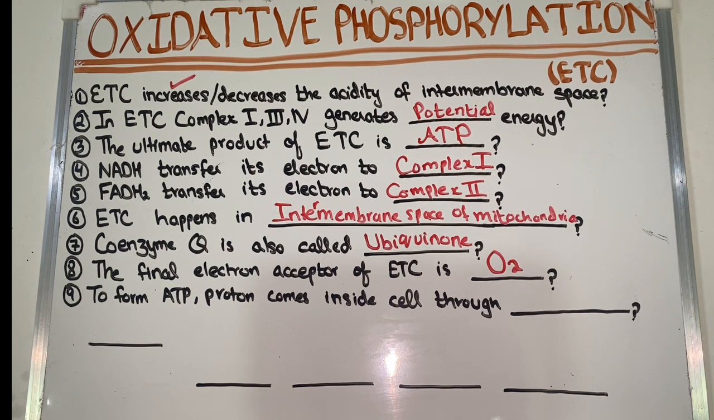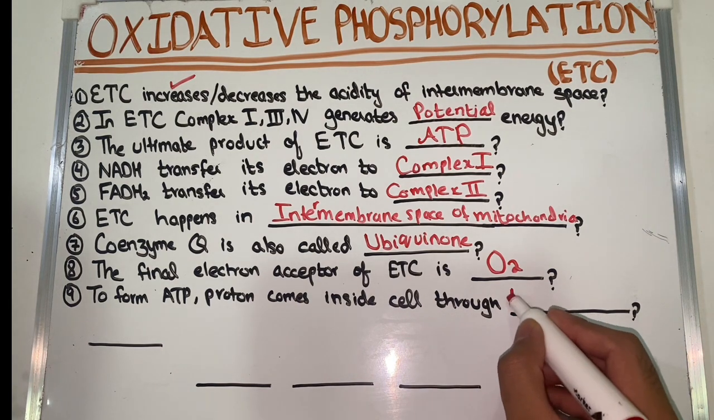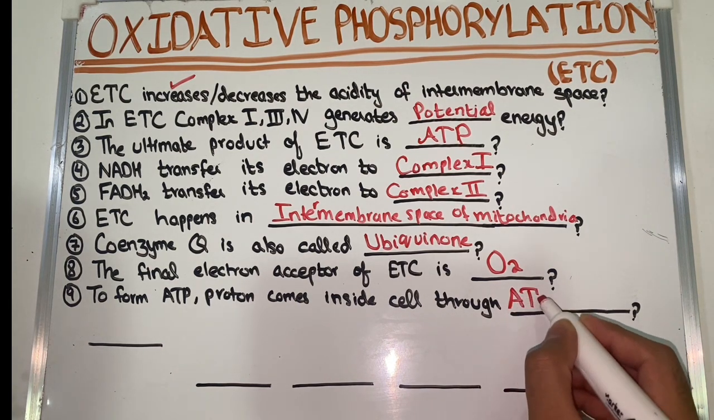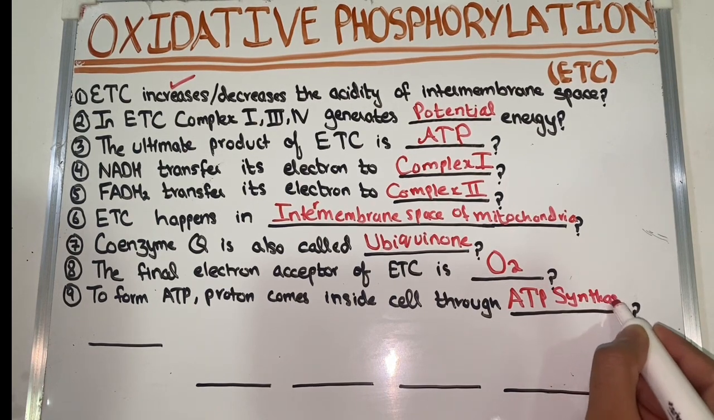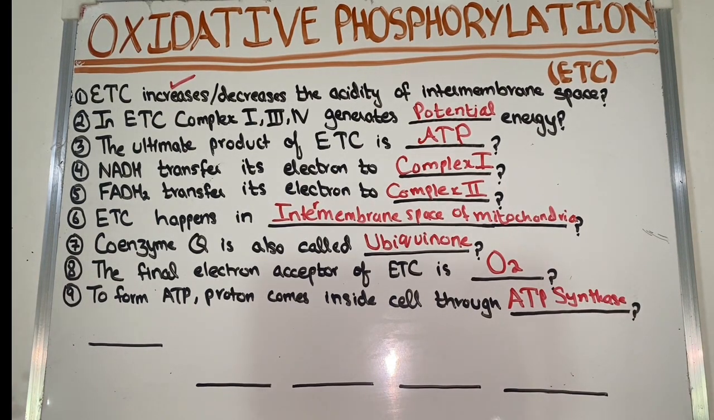The last question, but not the least: to form ATP, protons come through which gate? They come not to the cell but to the intermembrane space of the mitochondria. It is also called complex number 5. It is ATP synthase. Hope your queries regarding this topic are a little bit cleared.